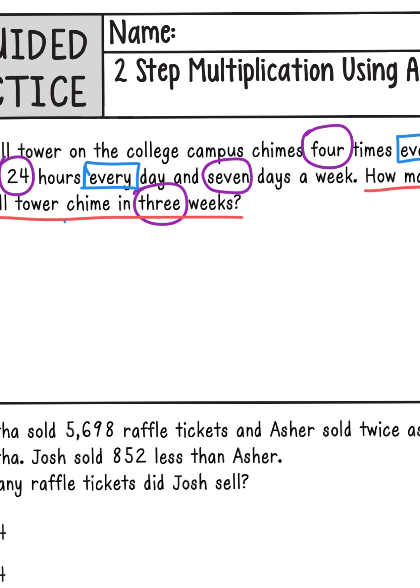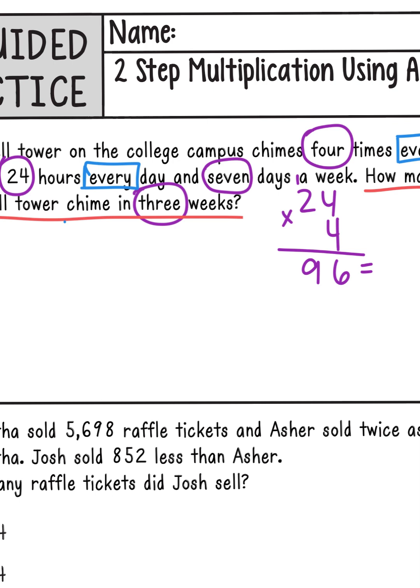Okay, so I'm going to break this apart now. I'm going to start solving my problem. And I'm going to do 4 times every hour. Okay, so I have 4 times every hour and it chimes 24 hours every day. So what am I going to be multiplying 4 times? 24, because there are 24 hours in a day, right? So I'm going to do 24 times 4, which is 96.